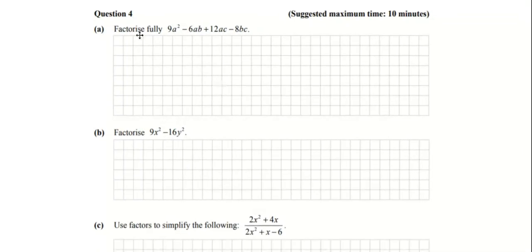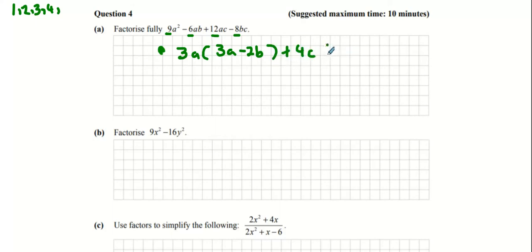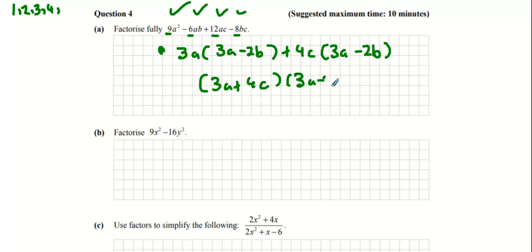This one is question 4. Factorize fully this one. Now, the 9 leads to 6 and the 12 leads to 8. I think we don't have to do anything with this one. It's going to be 3a into 3a minus 2b, and then it's going to be 4c into 3a minus 2b. Remember to multiply it back out and check. Then we're going to get 3a plus 4c times 3a minus 2b, and once again you can multiply that back out to check your answer.